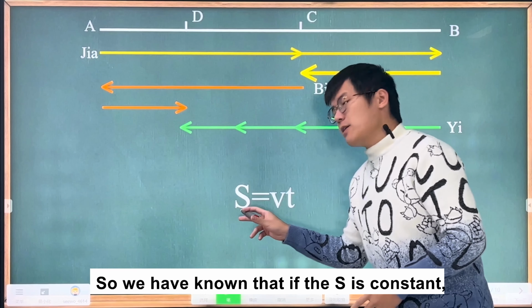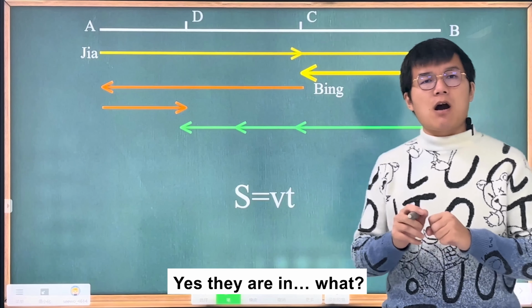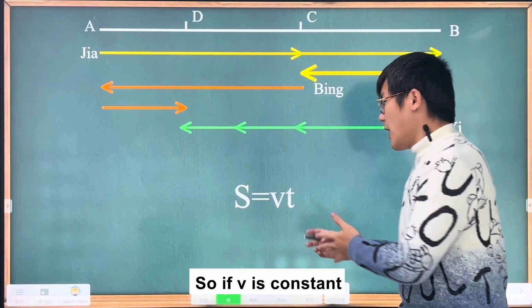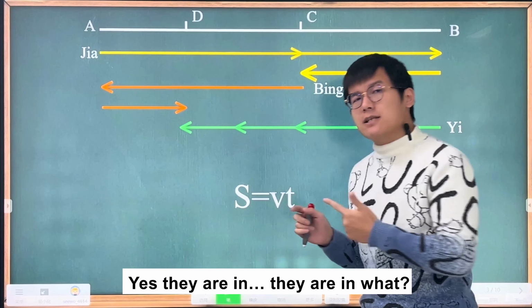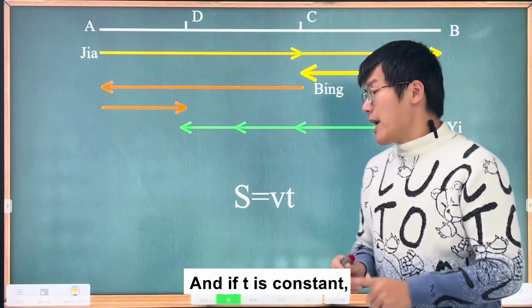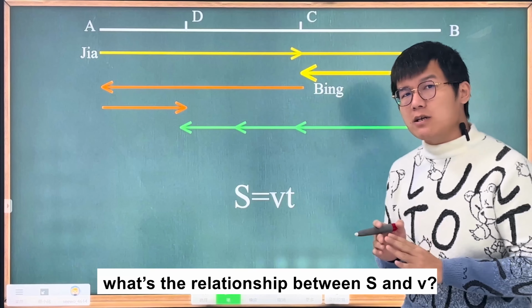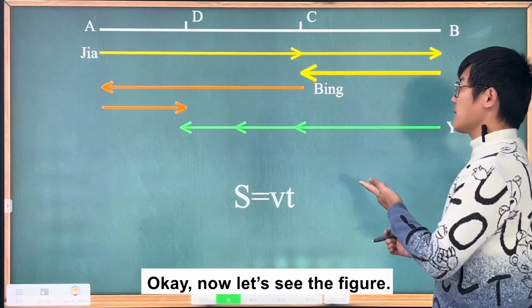So if the S is constant, what's the relationship between V and T? Yes, they are in inverse proportion. So if V is constant, what's the relationship between S and T? They are in direct proportion. And if T is constant, what's the relationship between S and V? Yes, they are in direct proportion too. Okay, now let's see the figure.